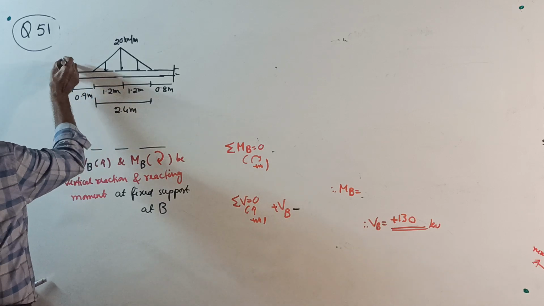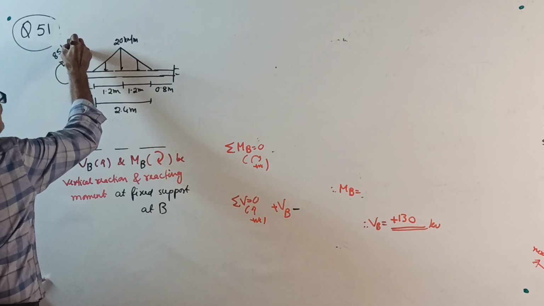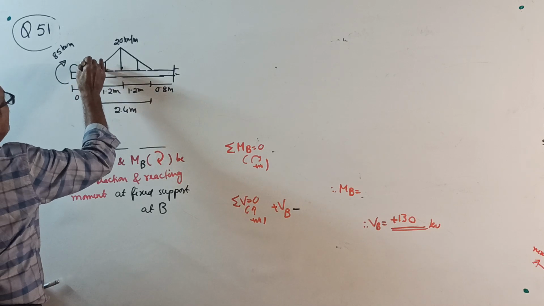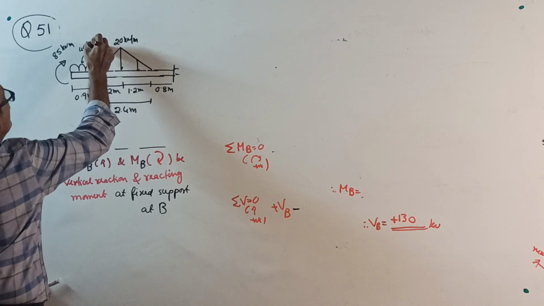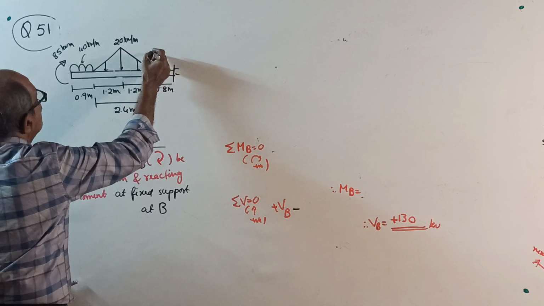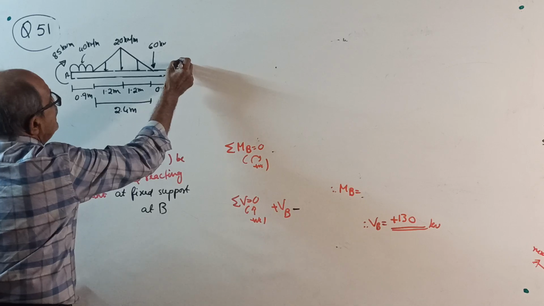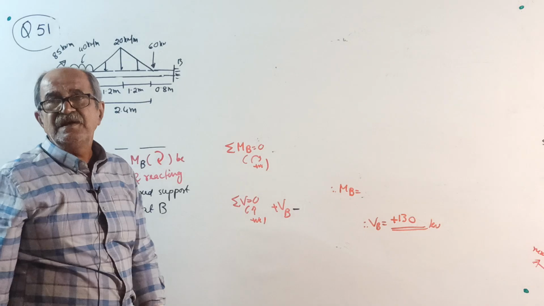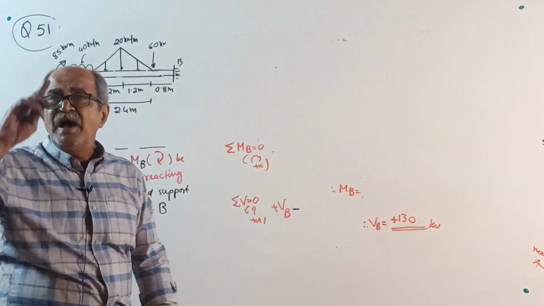One clockwise couple here of 85 kilonewton meter. And then, to understand correctly, one UDL here of 40 kN per meter. Here, one point load, 60 kilonewton. What you are covering is a uniformly varying load represented by an isosceles triangle, not full span. Full span is already over earlier.